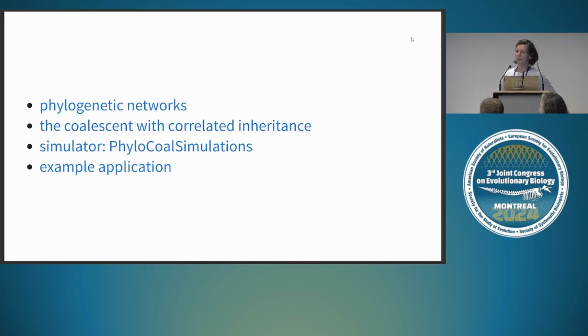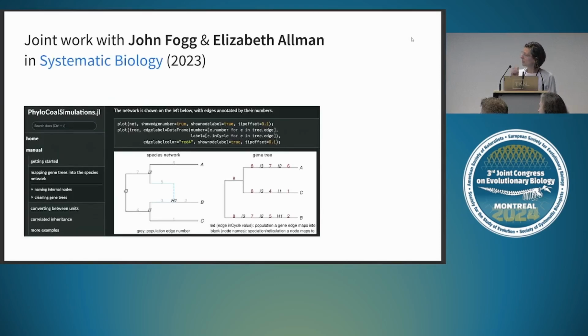So I will start with phylogenetic networks, although Elizabeth talked about them. I will give a brief review, and then at the end I will give an example application from all this. This work is joint with John Fogg, who is a graduate student, and Elizabeth Allman here today, who started the symposium. All right, and this screenshot is from the documentation for the software.